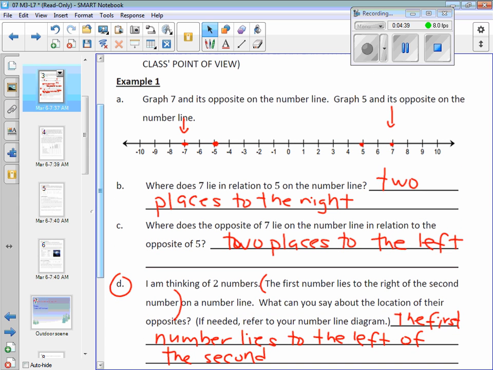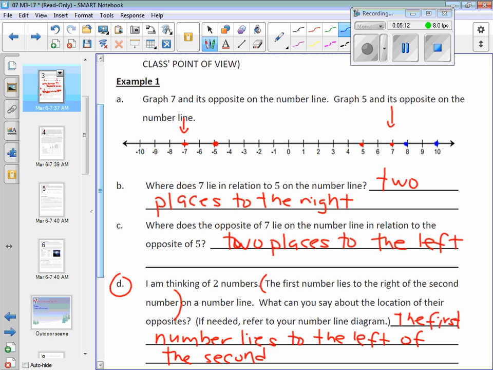Go back to the number line and use that as a visual, because the number line is like a model. It will help you to visualize everything. Give me 2 numbers, but the first number that you tell me has to be to the right of the second number. So give me 2 numbers where the first one is to the right. 10 and 8. Okay, 10 and 8. We're doing it in blue. Those are my imaginary numbers.